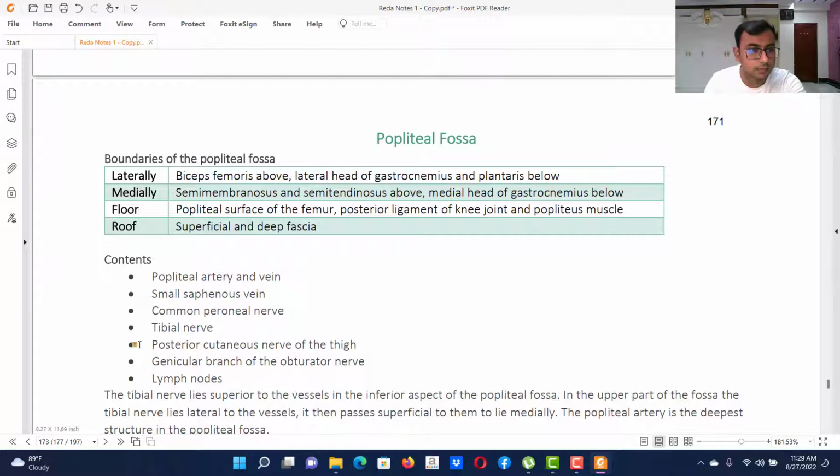Now the popliteal fossa, another fossa posterior to the knee. Superolaterally is the biceps femoris, and inferolaterally the lateral head of the gastrocnemius and plantaris. Medially are the semimembranosus and semitendinosus, and below, the medial head of the gastrocnemius. The floor is the popliteal surface of the femur, the posterior ligament of the knee joint, and the popliteus muscle. The roof is superficial and deep fascia.